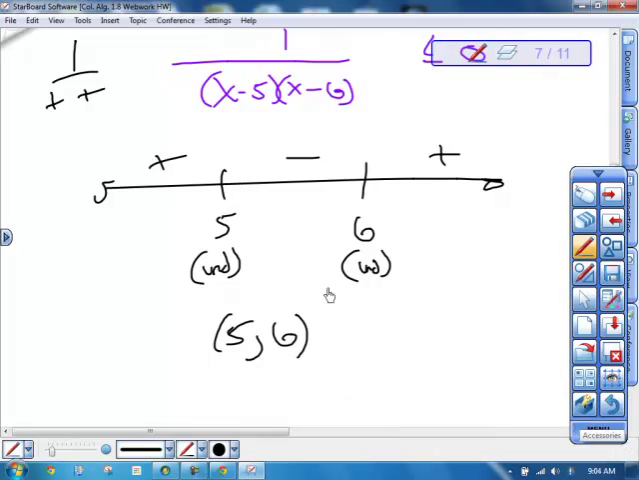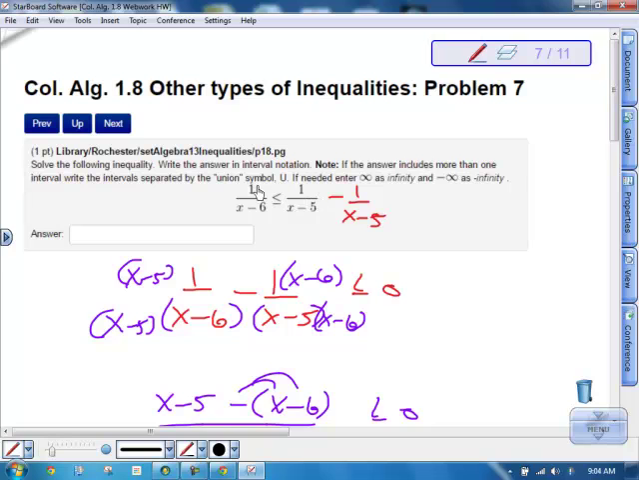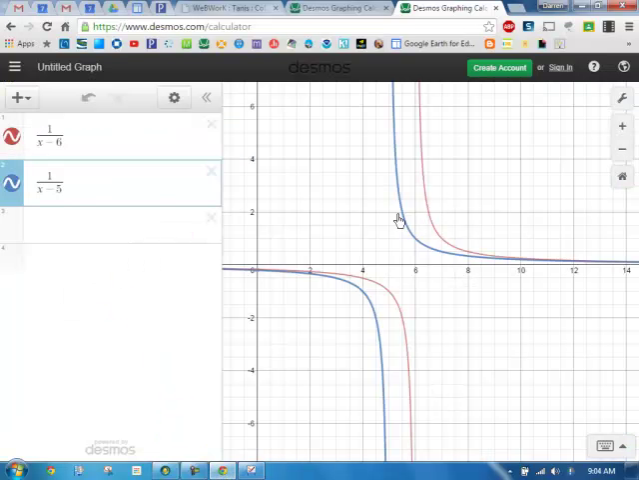Now, if you try to do this from a graph, you can do this from a graph. It's just, I think, harder. It's up to you. But what you do is you graph both of these and find out where the 1 over x minus 5 is bigger. So if you look at that, here's both of them graphed. We want to find out when the blue one's bigger. Now, it turns out the blue one's, it's really hard to see, but the blue one's only bigger from 5 to 6, right in this range.